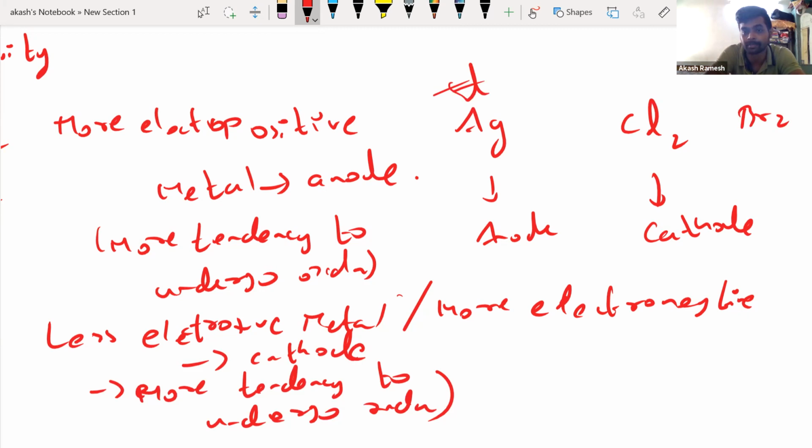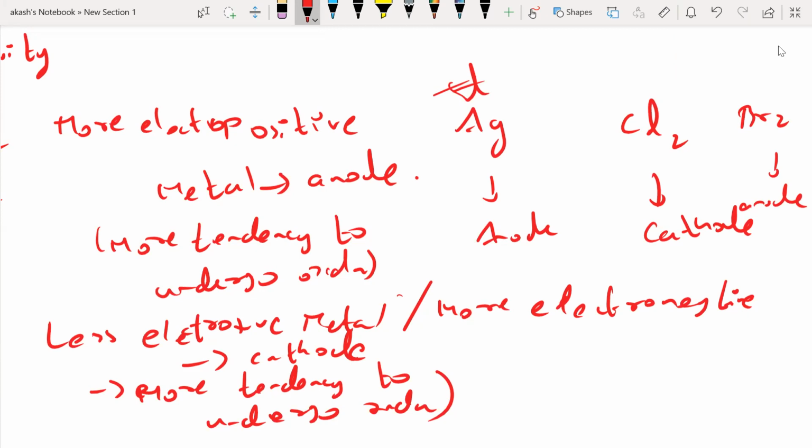Chlorine is more electronegative. So chlorine again will be the cathode and bromine will act as anode. So it's all correlated. More electronegative element, cathode; more electropositive element, anode. As simple as that. Did I answer your question?